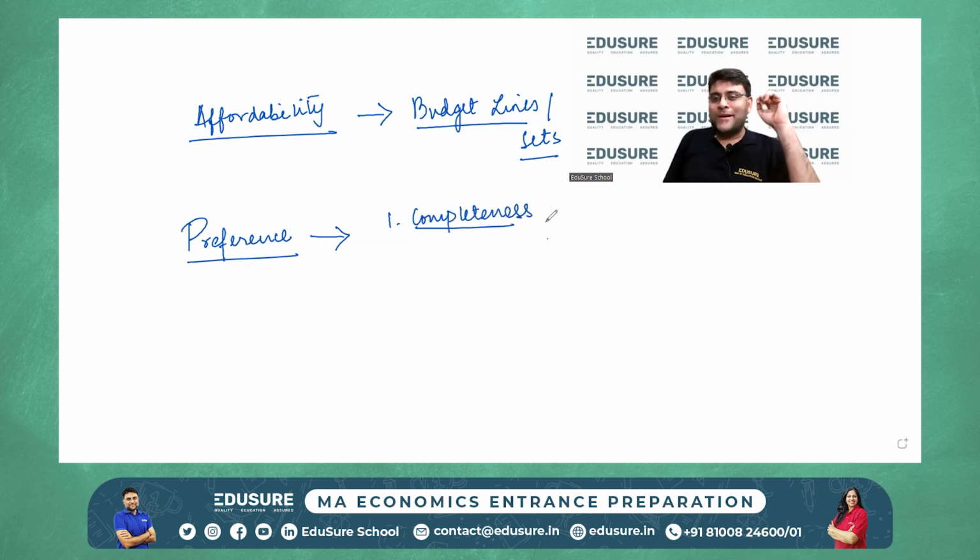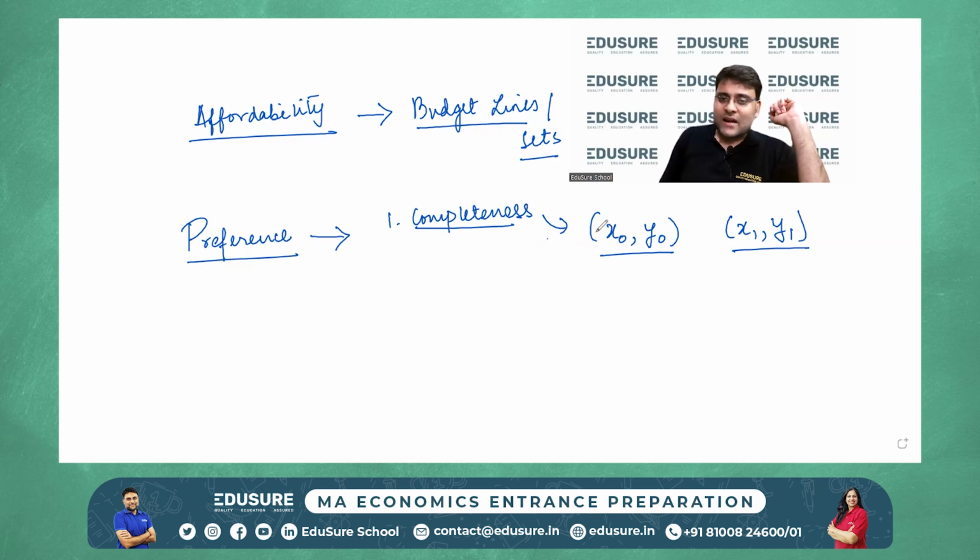Now, what is completeness? Completeness basically means that the consumer is exactly aware, between two bundles, which bundle he or she will prefer. Suppose there is a bundle x0, y0, and there is a bundle x1, y1. Between these two bundles, the consumer is exactly aware whether I like x0, y0 over x1, y1, or I am indifferent between the two, or I prefer x1, y1 over x0, y0. So the consumer is not confused in any aspect. The consumer exactly knows that I like this over this.